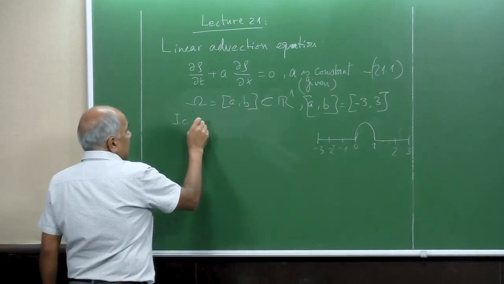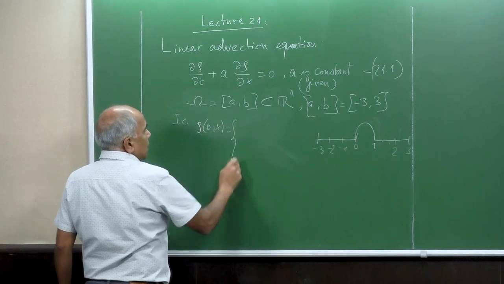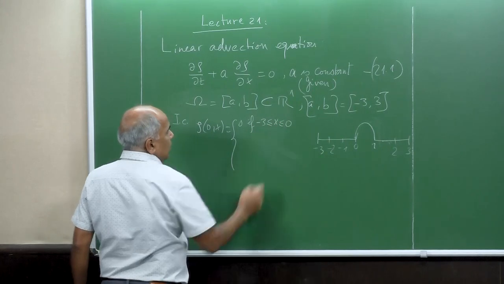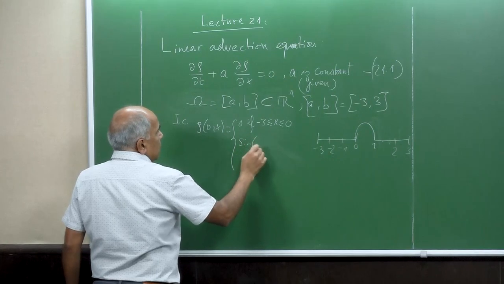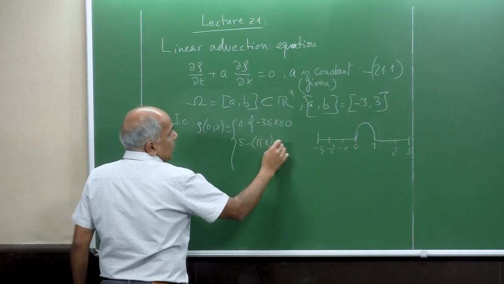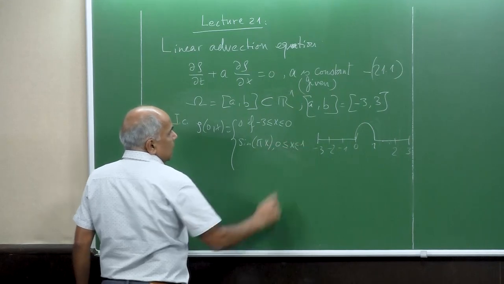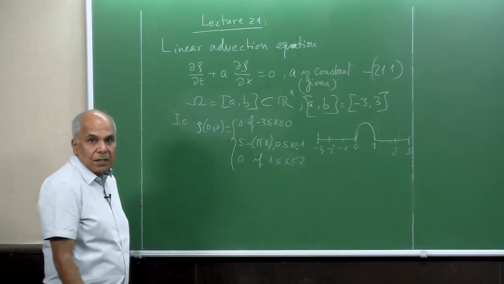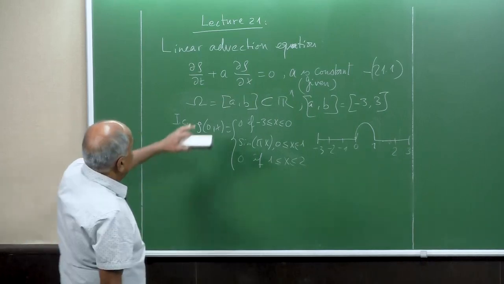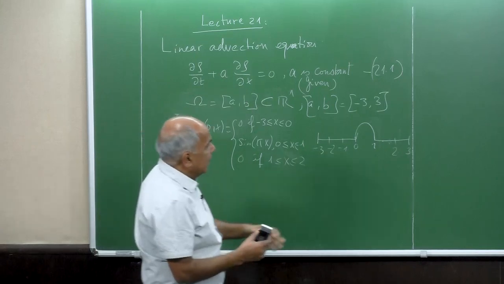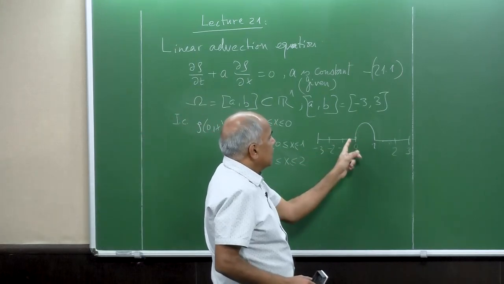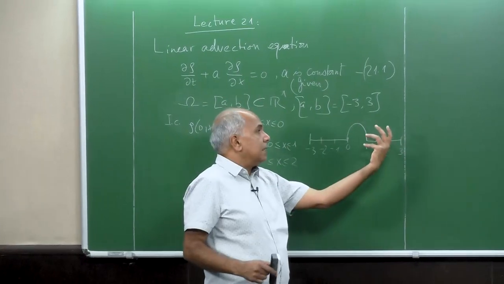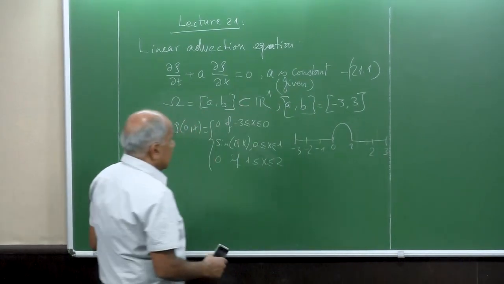So the initial condition rho 0 of x is 0 if minus 3 less equal to x less equal to 0, sine of pi x if 0 less equal to x less equal to 1, and 0 if 1 less equal to x less equal to 2. So I just put a small wave. We know the exact solution: it remains the same because it is just shifting. If a is positive, it moves to the right. If a is negative, it moves to the left. That we will see in the numerics in the coming lecture.